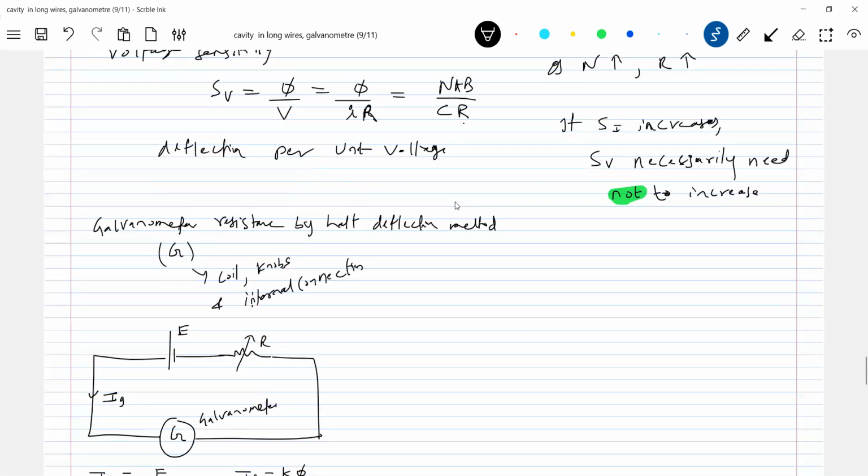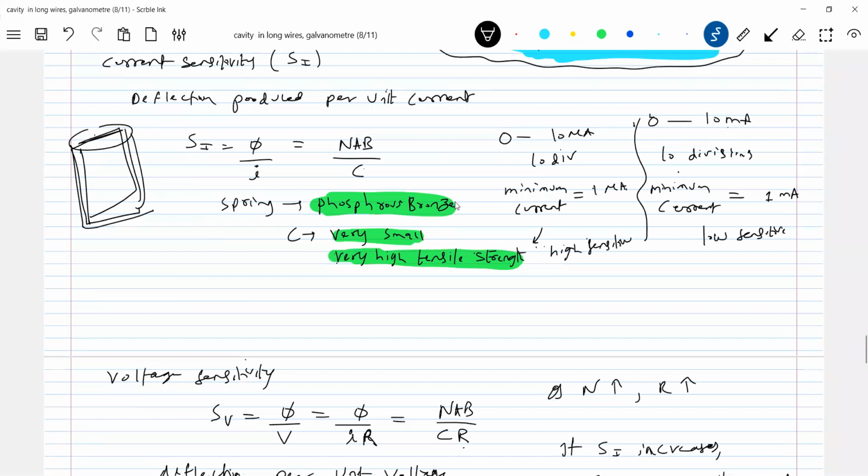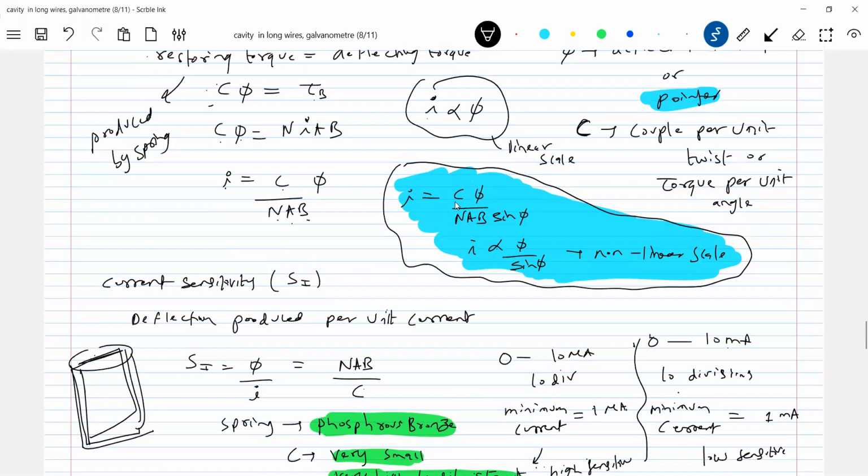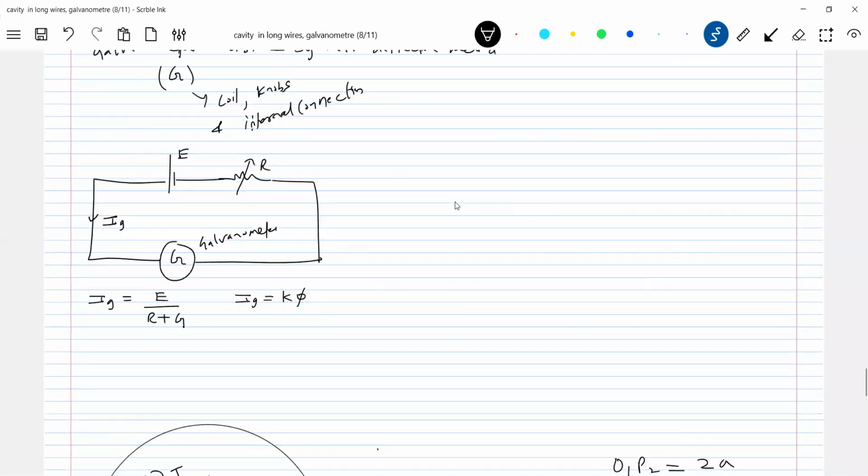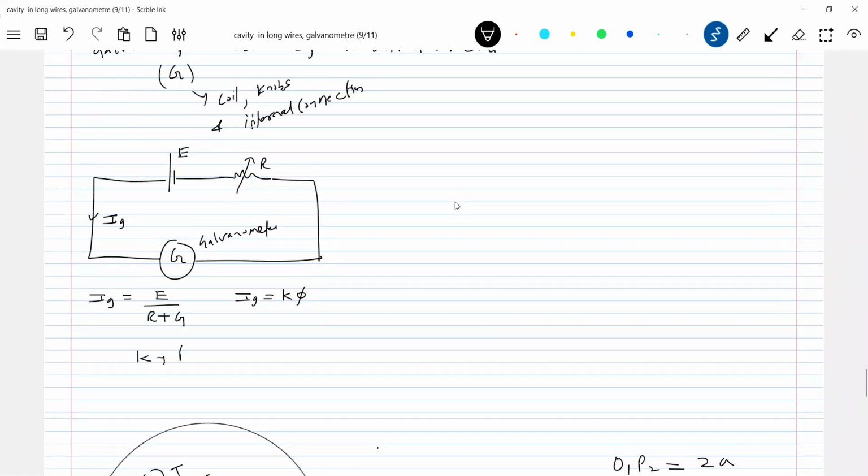Okay, now come to this one. What is C by NAB? Shall I call it the figure of merit? This C by NAB is what I'll call K. C is the couple per unit twist, N the number of turns. The current is proportional to the angle of deflection of the pointer. So therefore I_G equals K phi. So what is K? K is called the figure of merit. This is also very important. I should know this.